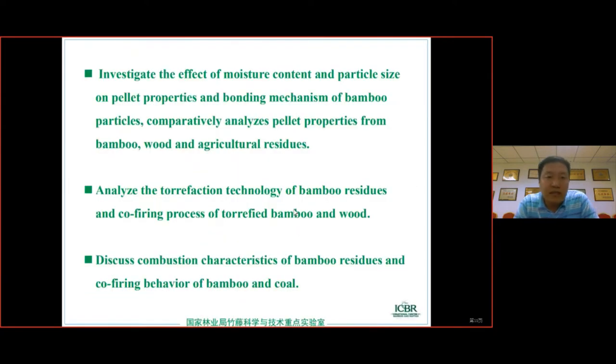In this research, we investigated the effect of moisture content and particle size on pellet properties and the bonding mechanism of bamboo particles. We comparatively analyzed pellet properties from bamboo, wood, and agricultural residues, analyzed the torrefaction technology of bamboo residues and the co-firing process of torrefied bamboo and wood, and discussed the combustion characteristics of bamboo residues and the co-firing behavior of bamboo and coal.